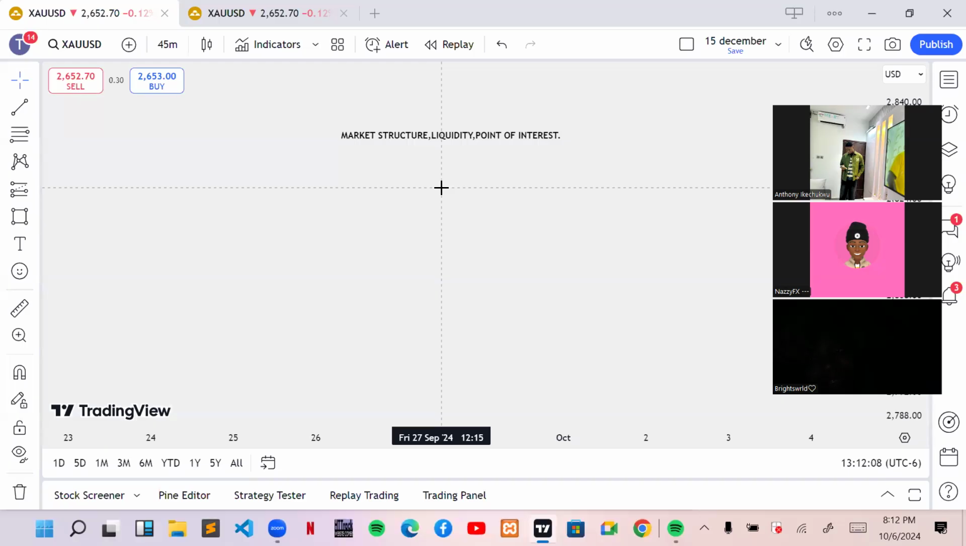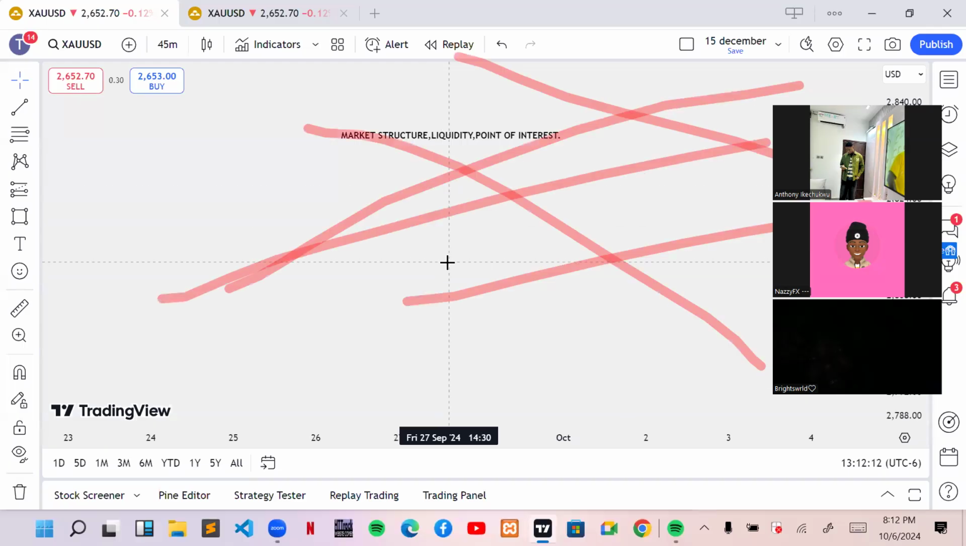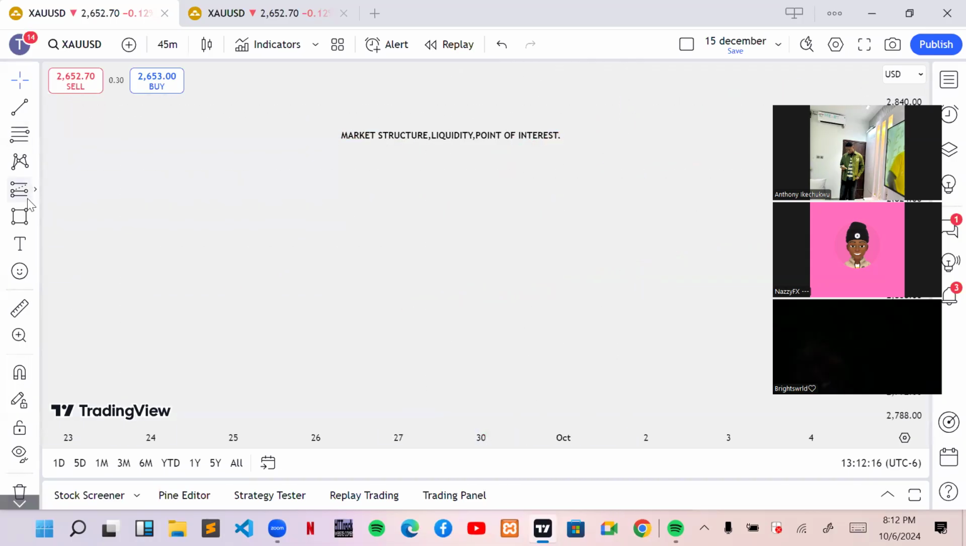So what is market structure? I don't know who's drawing this rubbish on the screen, but better stop. I don't understand.